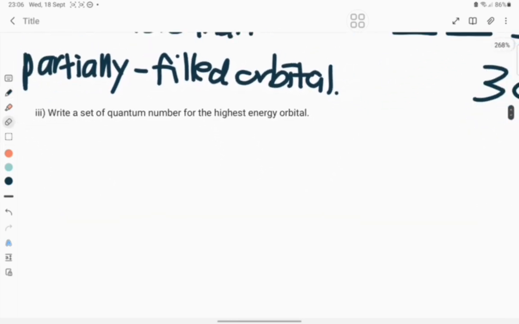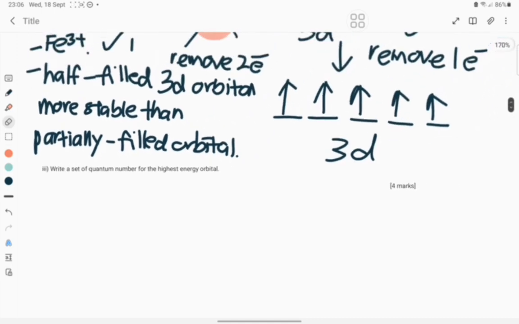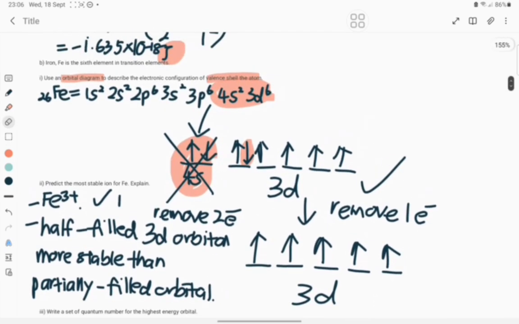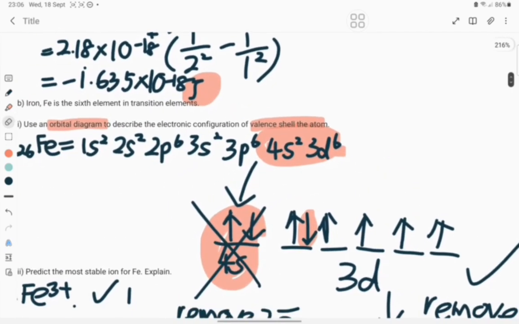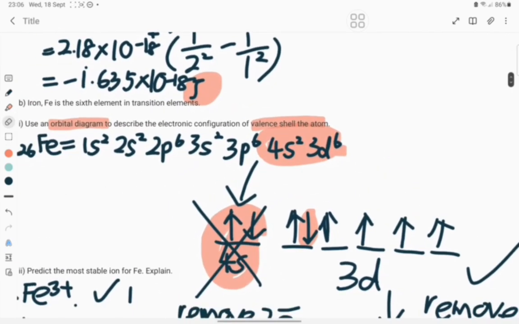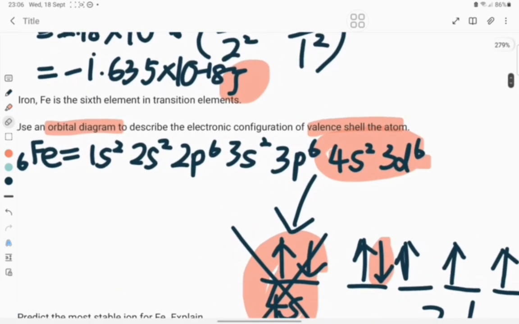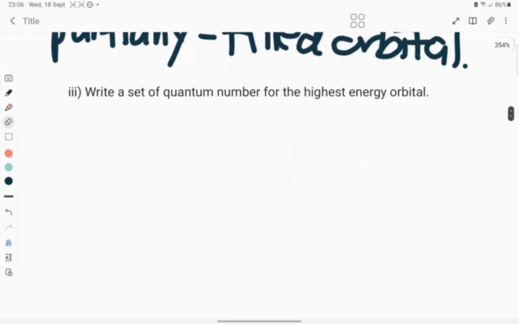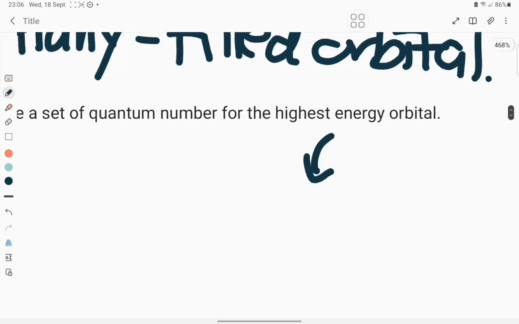Okay, so the last question, write a set of quantum numbers for the highest energy orbital. Okay, the highest energy orbital will be 3d, okay, not 4s, because according to the Aufbau principle, the orbitals are arranged according to the energy. Okay, so what we could see from here, 4s actually has lower energy than 3d. So the highest energy orbital will be the 3d orbital.